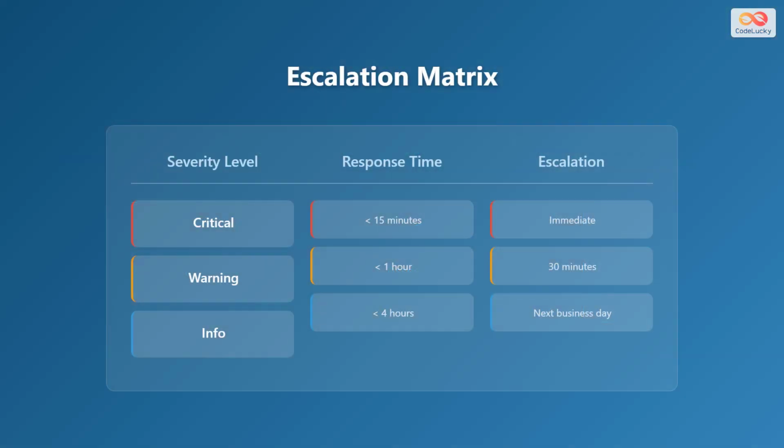An escalation matrix defines how incidents are escalated based on their severity and impact. This helps ensure that critical issues receive immediate attention. We have 3 different severity levels. They are critical, warning, and info. For a critical issue, the response time should be less than 15 minutes, and it requires immediate escalation. For a warning issue, the response time should be less than 1 hour and escalation should occur within 30 minutes. For an info issue, the response time should be less than 4 hours and escalation should occur within the next business day.